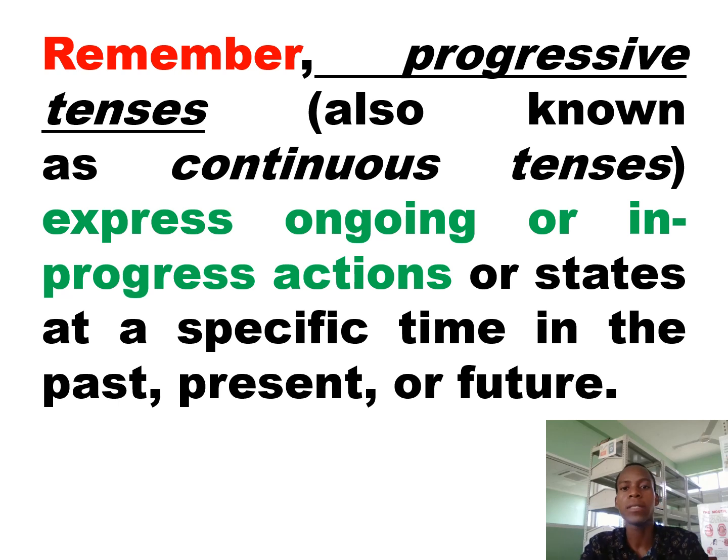Something that we need to remember is that the present tense, also known as the present continuous tense, expresses ongoing or in-progress actions or states at a specific time in the past, present, or future. As I said, we can talk about the present progressive, like I'm eating. We can say I was eating, the past progressive, and we can say I will be eating in the future progressive. Now, let us have a look at the progressive forms of the English verbs.